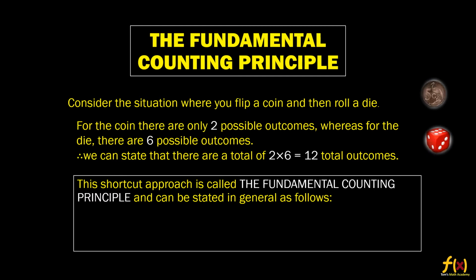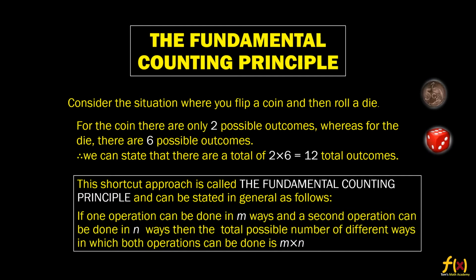Okay? In general, if one operation can be done in m ways and another operation can be done in n ways, then the total number of different ways in which both operations can be done is m times n ways. Simple as that.